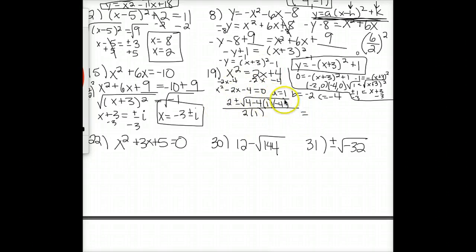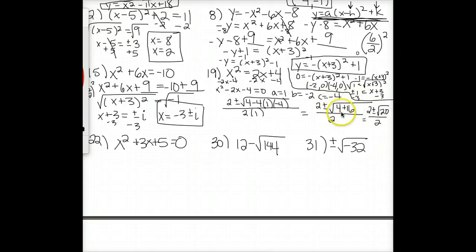All right, so now I simplify multiplication next. So -4 times 1 is -4, times -4 is +16. On the bottom, 2 times 1 is 2. So now I do the addition here. So I've got 2 plus or minus radical 20 over 2.